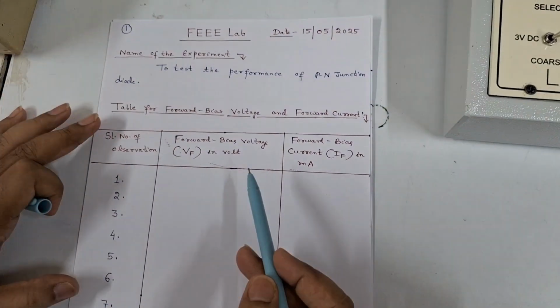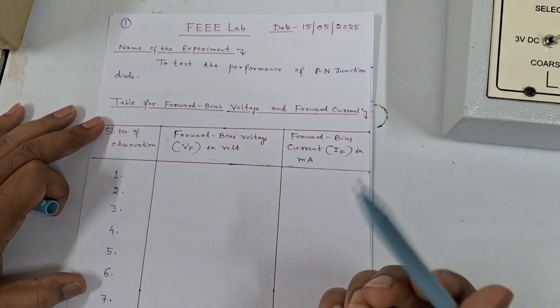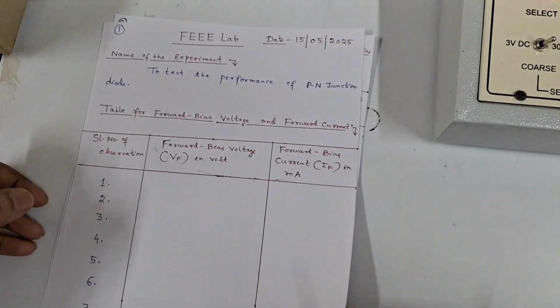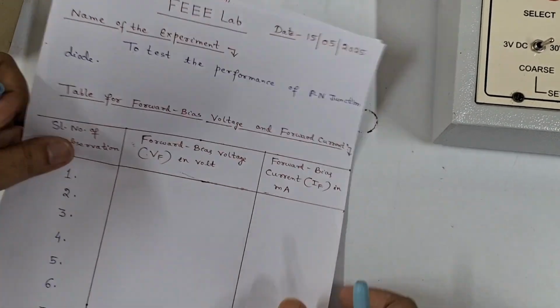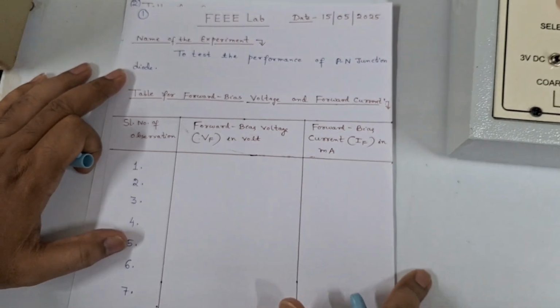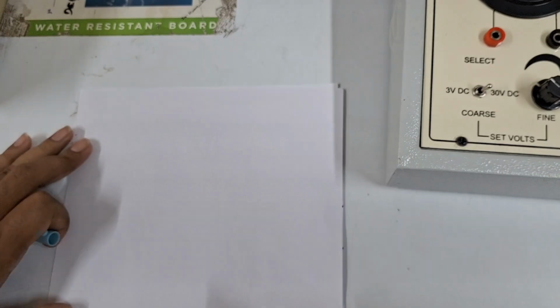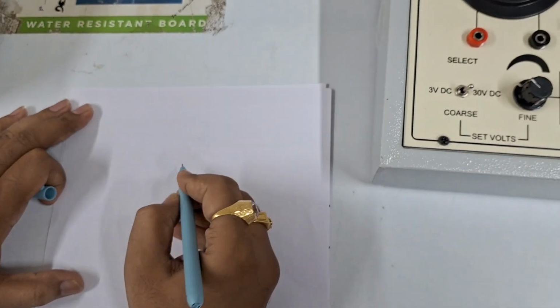That means we have to perform the experiment in two ways. One is forward bias, the other is reverse bias. Okay, so before going to discuss the experiment, we need to know what we mean by biasing. Biasing means connecting the PN junction diode to an external DC source. Right? Okay. So first of all, we'll draw the circuit diagram.